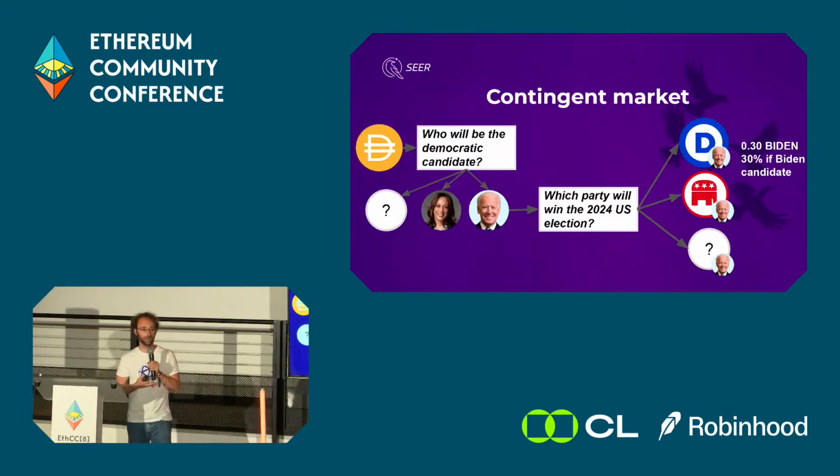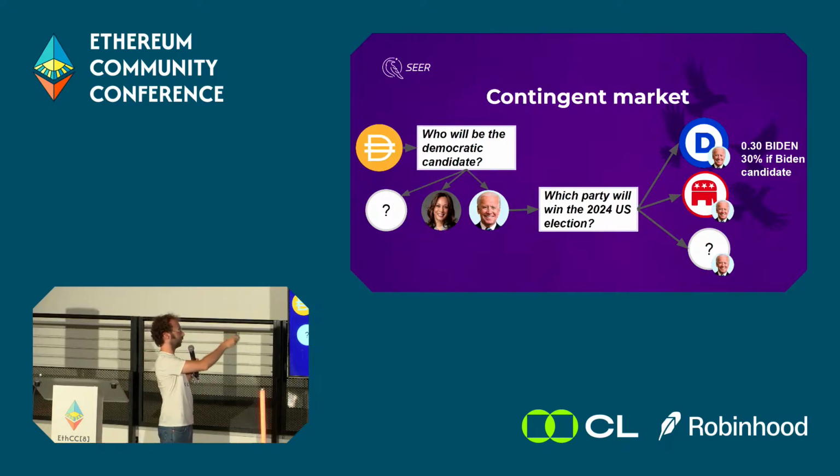Okay, now contingent markets. What we can do is take some prediction market, take the outcome, and put it into another market. So here we ask who will be the candidate of the Democratic Party. We get the Biden token, we put it into another market, which is which party will win the election. And now here we have a Biden Democrat token, so it redeems for $1 if Biden is a candidate and the Democrat Party wins the election. And if we look at the price of this token in terms of the price of the Biden token, we can infer conditional probabilities: if Biden is a candidate, the Democrat will have a 30% chance of winning the election.